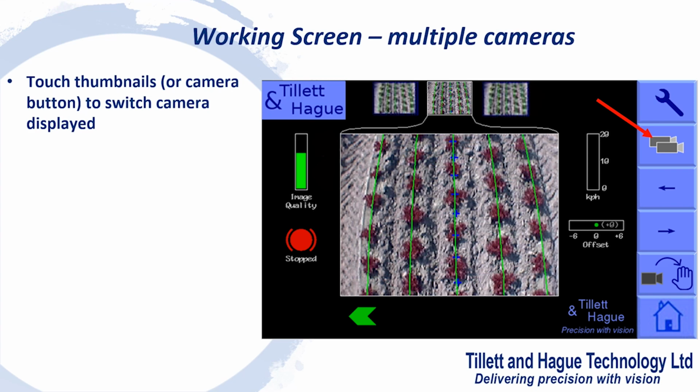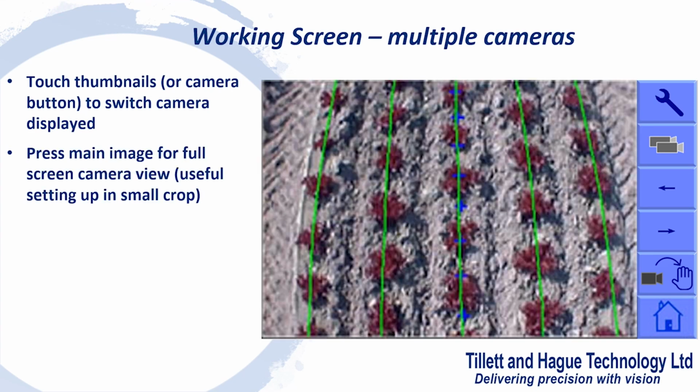Briefly touching on the main video images switches to a full screen video mode. Guidance continues in this mode, but the information symbols, speed, position indicator, etc. are obscured. Touching again reverts to the normal size image.